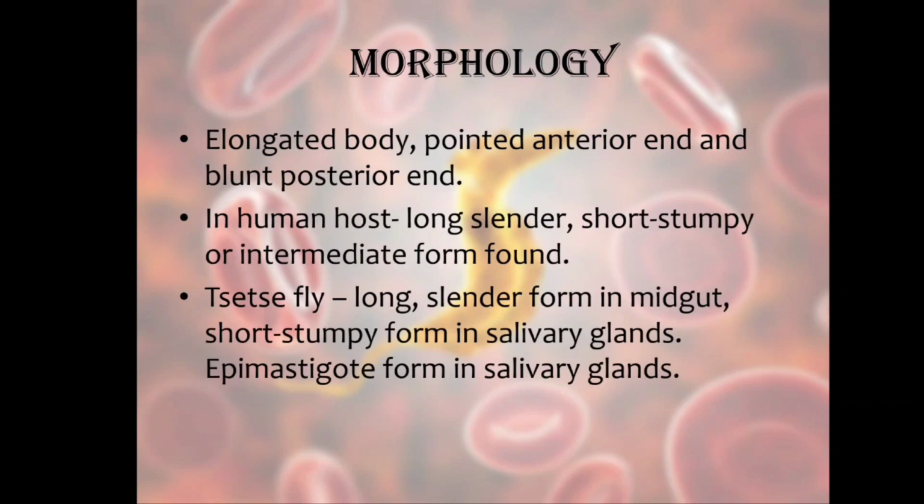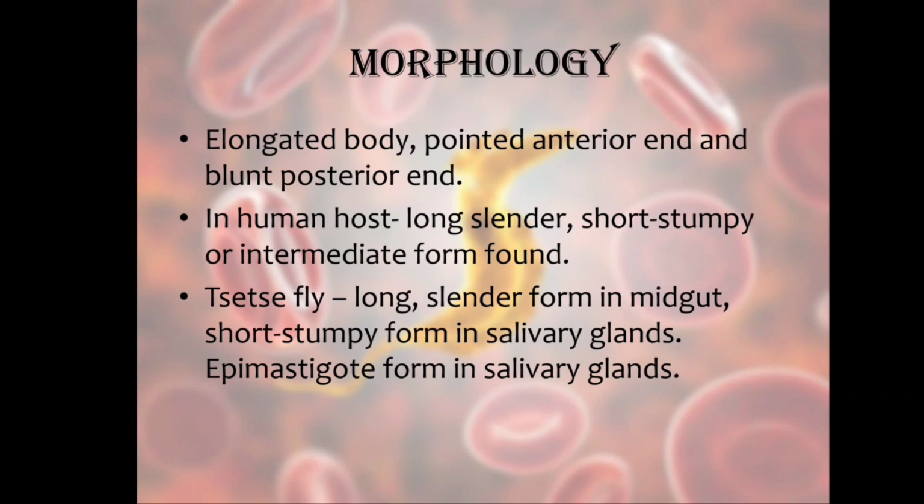Now let us talk about its morphology. As we have already seen, the parasite has an elongated body and its posterior end is blunt, whereas its anterior end is pointed. In the human host, the long, slender, short, stumpy or intermediate form is found. So basically the trypomastigote form is found.